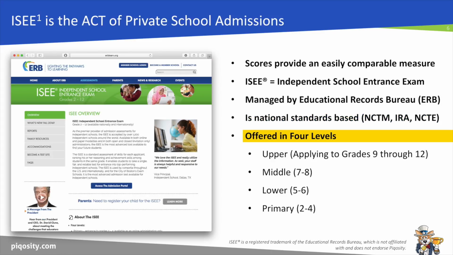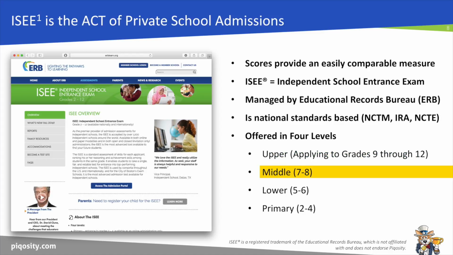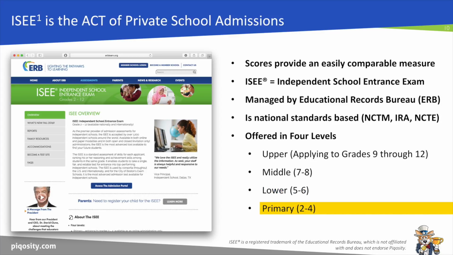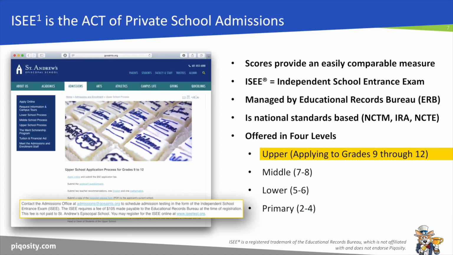There are 4 levels of the ISEE depending on the grade level a student is applying to. Students applying to grades 9 through 12 take the upper level. Students applying to grades 7 and 8 take the middle level. Students applying to grades 5 and 6 take the lower level. Students applying to grades 2 through 4 take the primary levels 2, 3, and 4 respectively. In this video, we will discuss in detail the upper level ISEE for students applying to grades 9 through 12.